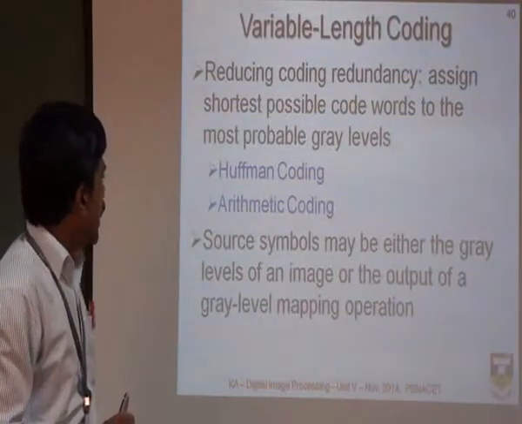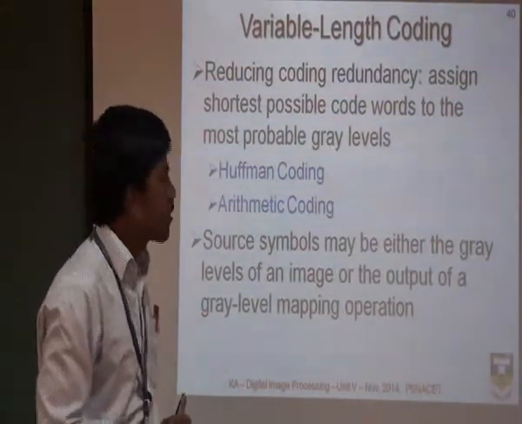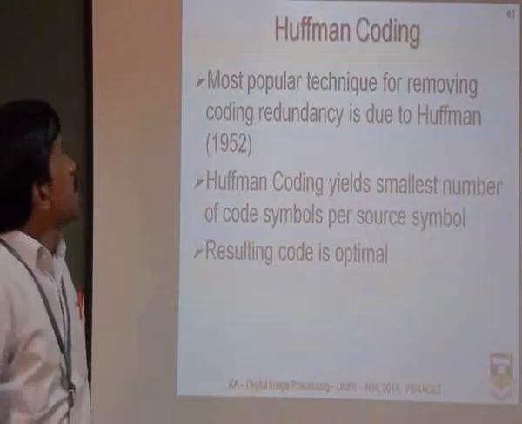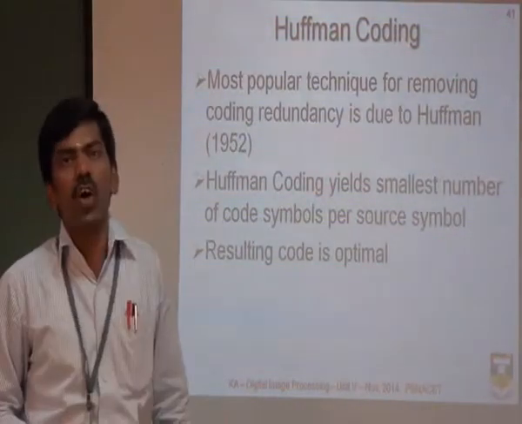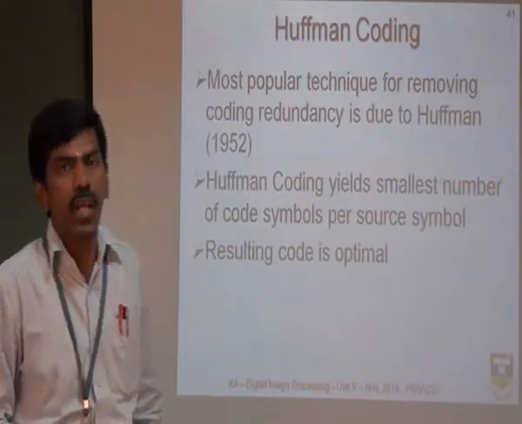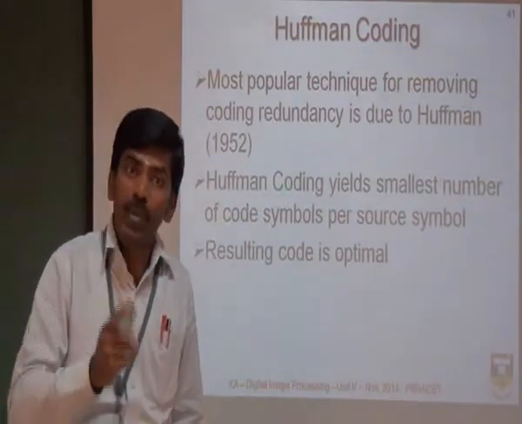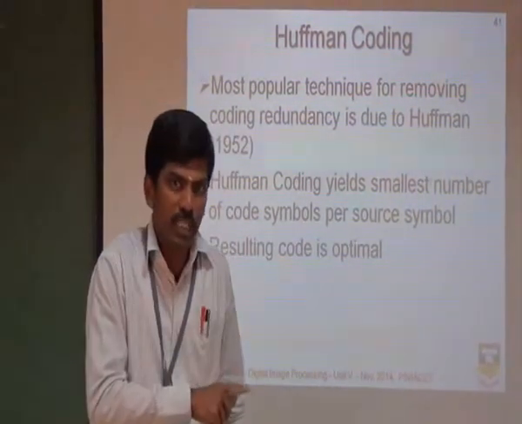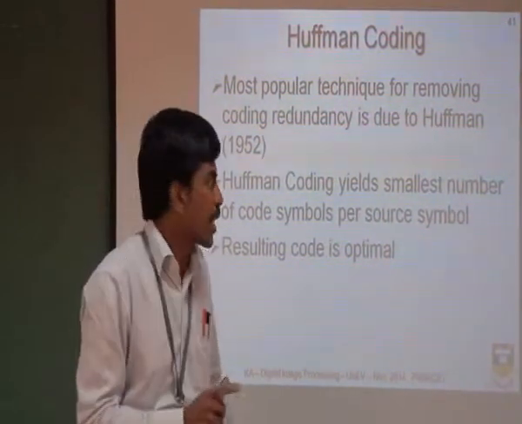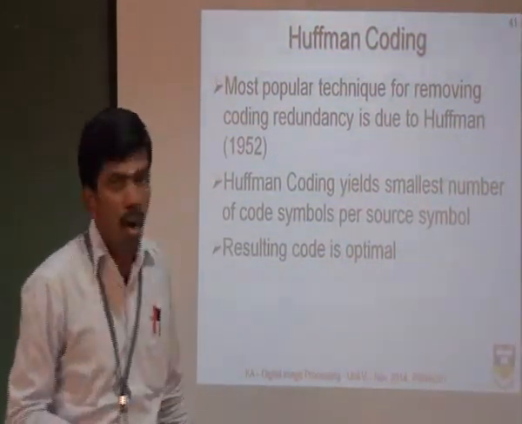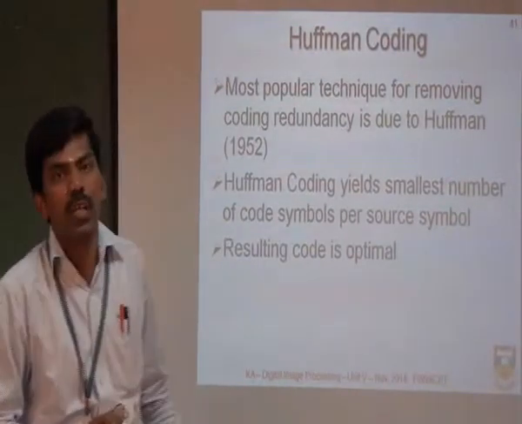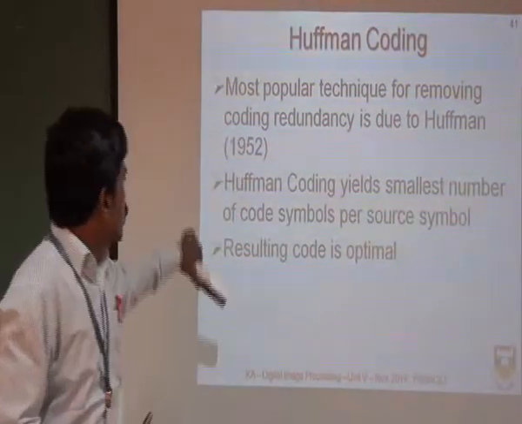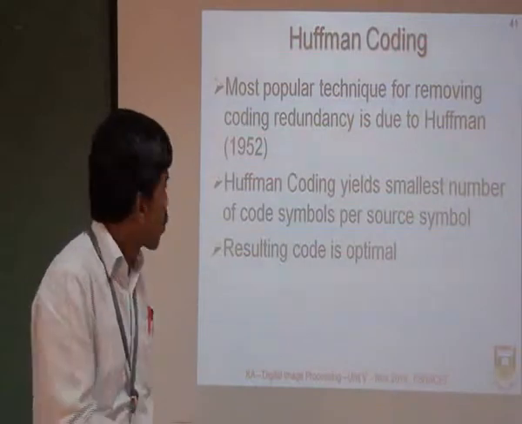The symbols may be either the gray levels of the image or the output of a gray level mapping operation. Huffman code is the most popular technique for removing coder redundancy. It's not a new idea; it was introduced in 1950 by Huffman. It is used in signal processing also, not only image processing. Huffman code gives the smallest number of code symbols per source symbol, so the resulting code is optimum.